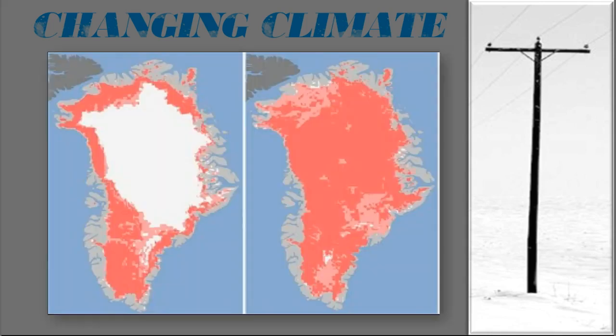Here we have the melt on the left. The white is the part that stays frozen. The red was the part of the glaciers, the ice that melted in Greenland. And if you turn to the right, that's where we're at today. And that is the important factor, the land ice that melts.